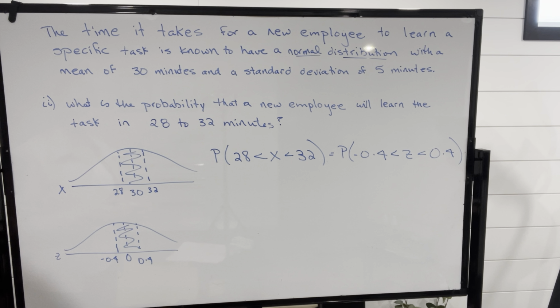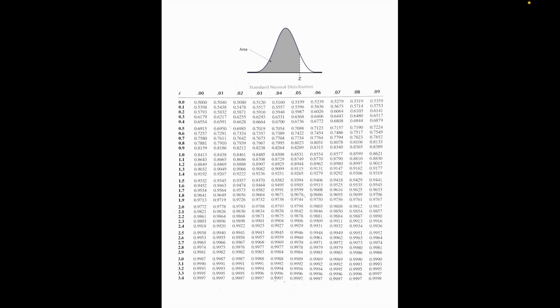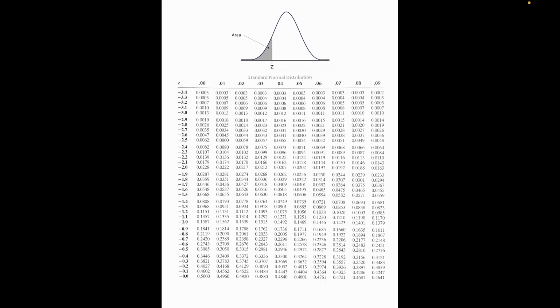Let's look those values up. Let's start with 0.4. It's the larger value that's going to give me the area to the left. Then I'm going to find the area to the left of negative 0.4 and subtract. We're finding the area that corresponds with the z-score 0.4. So find 0.4. The column we want is 0.00. And we want the number that's at the intersection of those two lines, 0.6554.